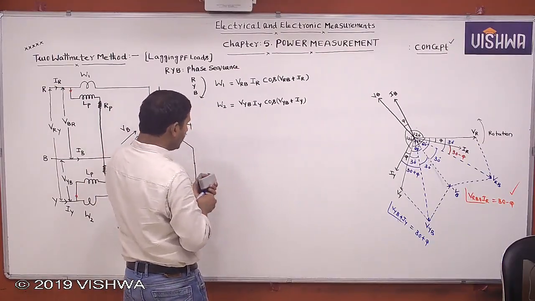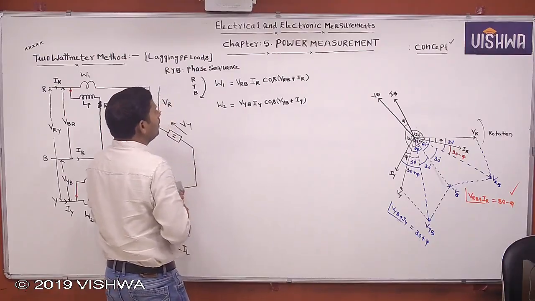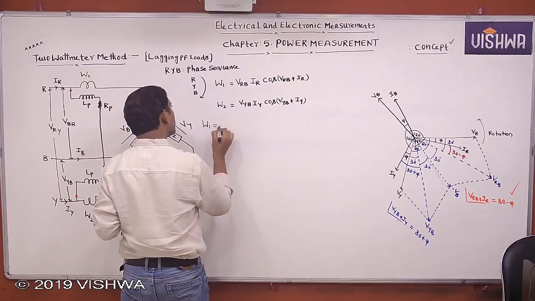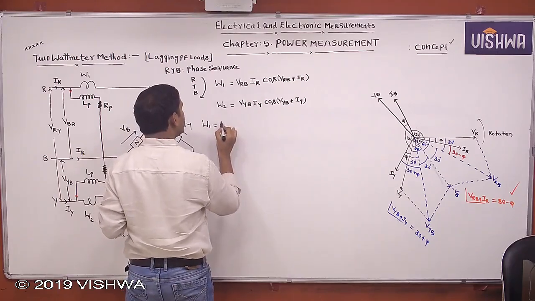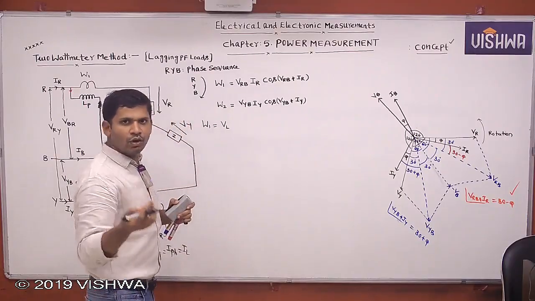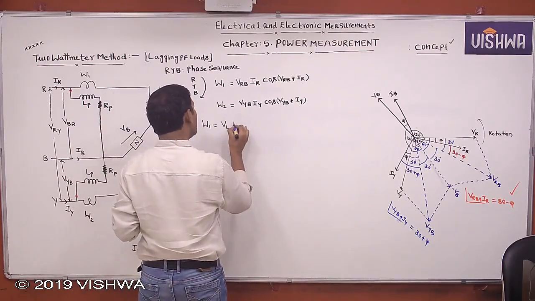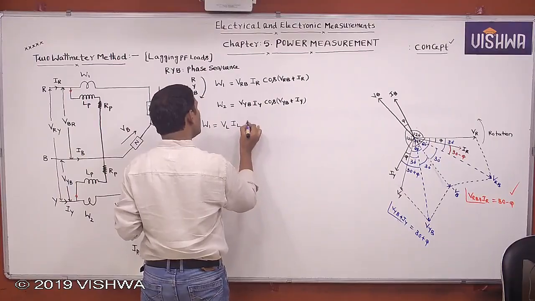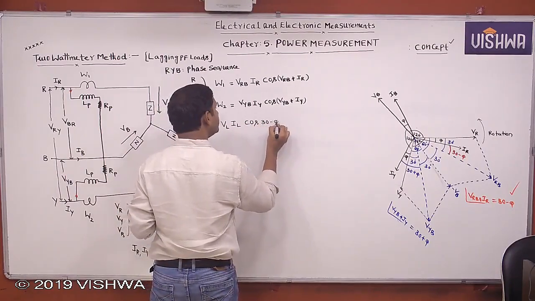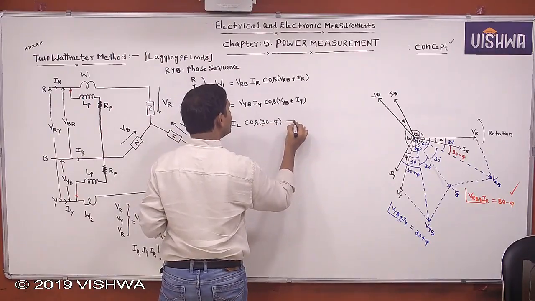Now what is the W1 reading? Therefore W1 equal to, this VRB is line voltage, VL, IR is line current, that is equal to phase current, that is VL into IL. What is the angle between VRB and IR? 30 minus pi. Let this be equation 1.